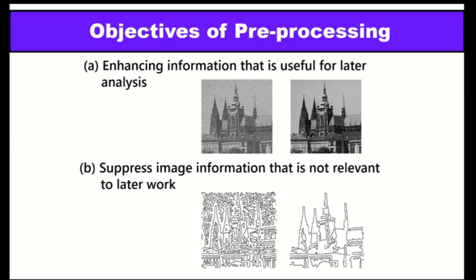Now pre-processing means enhancing useful information for further analysis. And it has to be done in the first initial operations. That's why it is called pre-processing. Real processing will start afterwards. But initially, whatever useful information is required.